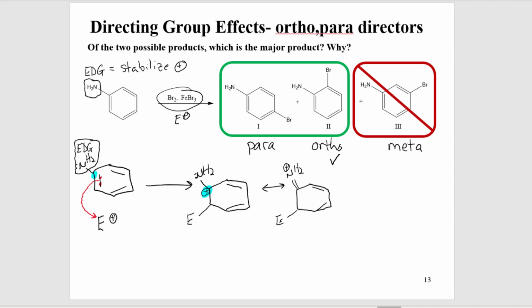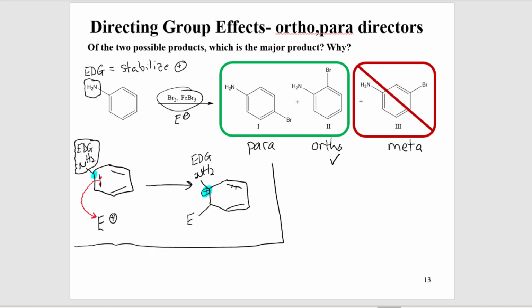Where else could it go? What I'm going to do right now is I'm just going to show you that the position right at the foot of the electron donating group is a great position to be. So this proves ortho. Let's prove para.